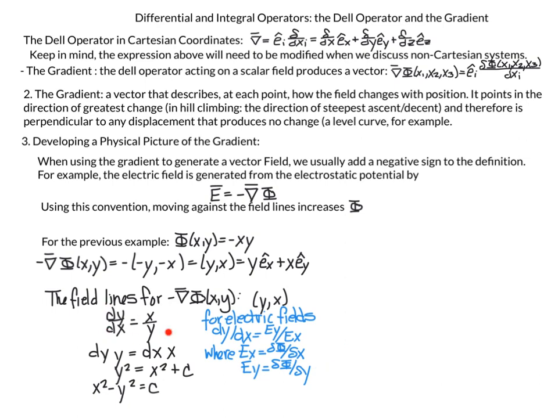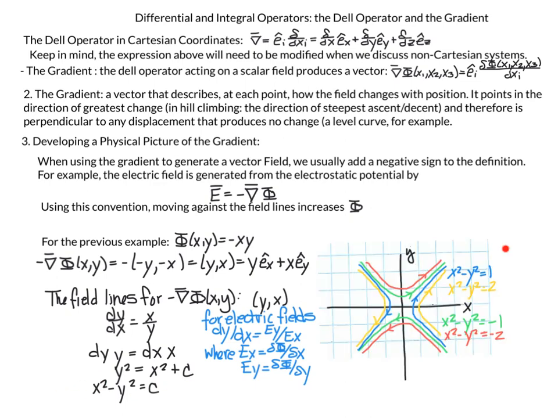Cross multiplying then, I get dy times y is equal to dx times x. I integrate both sides and I get 1/2 y squared equals 1/2 x squared. The halves cancel out. I get y squared equals x squared plus c. So what I have is x squared minus y squared equals c. That's what my field lines look like.